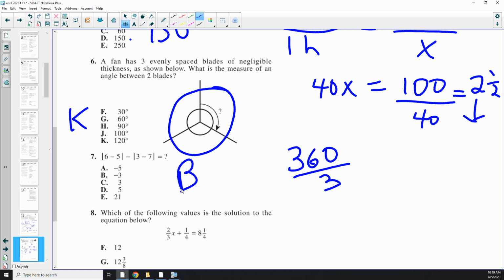Solving this equation, you could use solver again, and I'll just do it by hand. I subtract 1/4 to make 8, and then times it by the reciprocal 3/2, and the answer is 12.